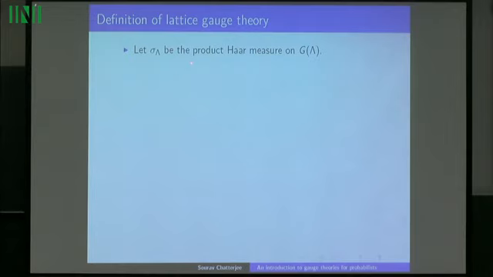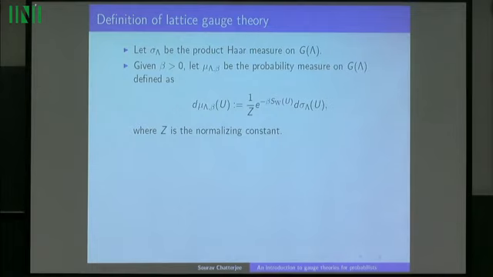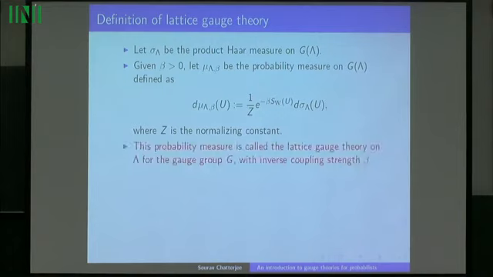Now let sigma_lambda be the product Haar measure on this group. Then you define a new probability measure on this space of configurations as follows. You take a configuration U, you take e to the minus beta times the Wilson action of U, and you put this density in front of the product Haar measure, and then you multiply by an appropriate normalizing constant that gives you a probability measure. This is called lattice gauge theory on this set lambda.